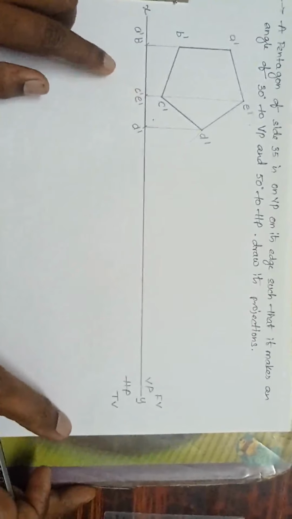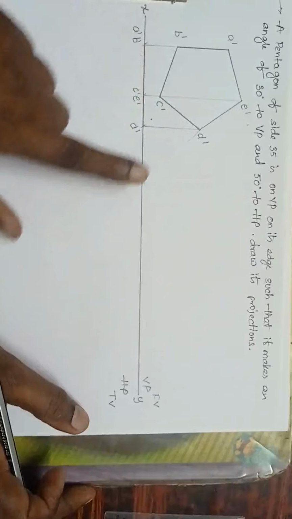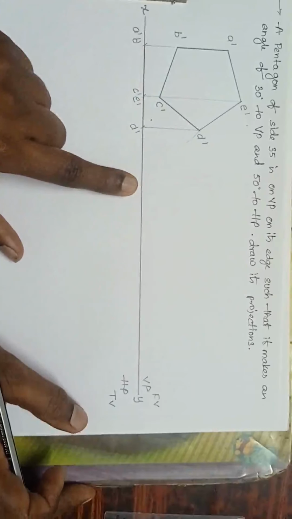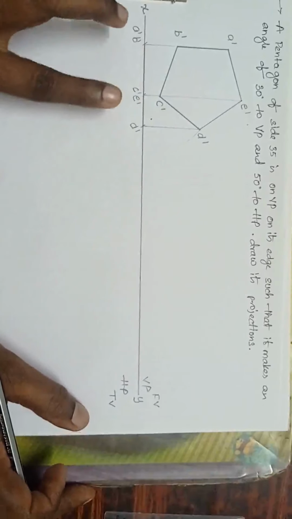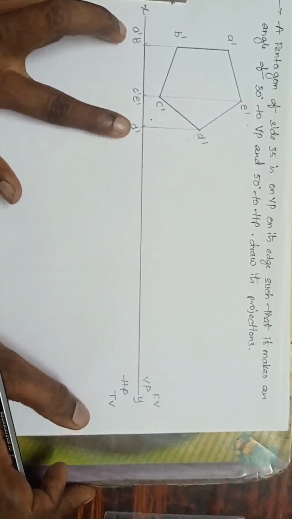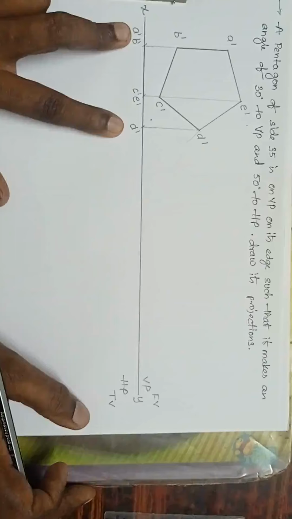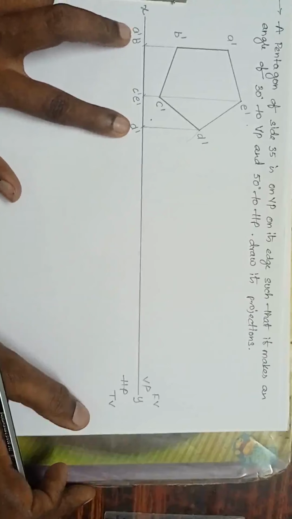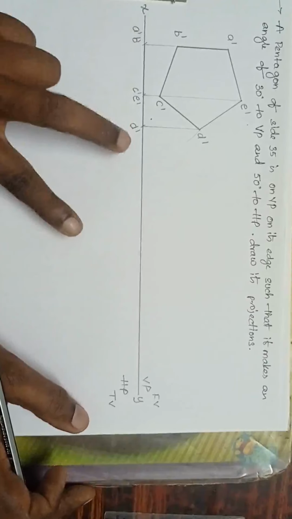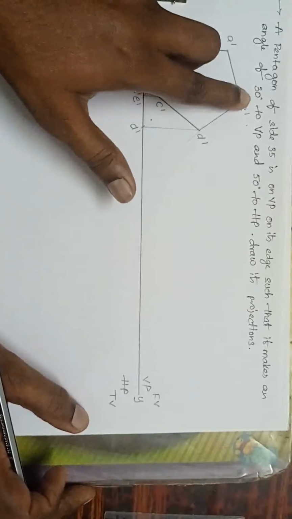Now next, the plane is on the VP. So first inclination with the VP only, which I can observe on the HP. So check this line on the HP, that is A dash B dash to D dash. The length is A dash B dash to D dash. So I'll make this at an angle of how much? 30 degrees.